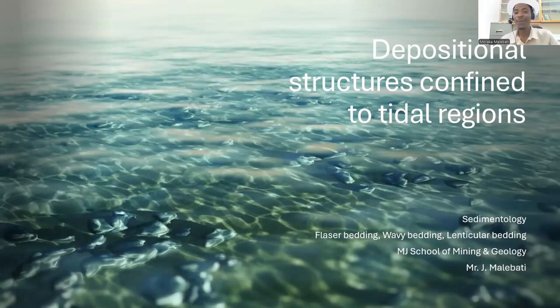In today's lesson, we are dealing with the depositional structures confined to tidal regions. Basically, these sedimentary structures are called the Flaser bedding, the Wavy bedding, and the Lenticular bedding. The reason these are confined to the tidal regions is because a tidal region is a place between land and the sea, which gets covered with water when the tide comes in, and then gets exposed when the tide goes out. So today we are going to be dealing with these sedimentary structures.